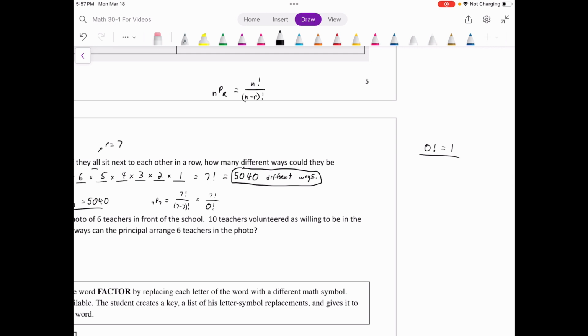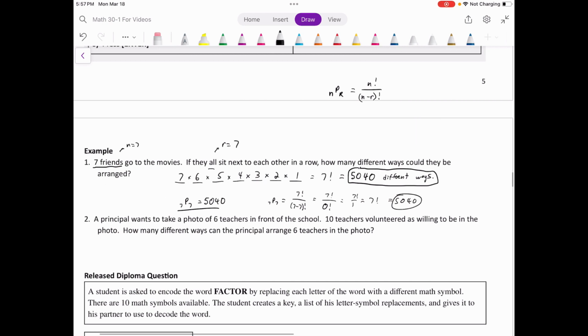Okay, I know that seems odd, but here's the idea behind it, right? Remember, factorials are saying how many ways there are to arrange this many objects. If you have 0 objects, there's only one arrangement. You can't rearrange nothing. So there's one arrangement, but that arrangement is just having nothing. So 0 factorial is just 1 because of that fact. Okay, so 7 factorial over 0 factorial is actually just 7 factorial over 1, or 7 factorial, which is 5,040.